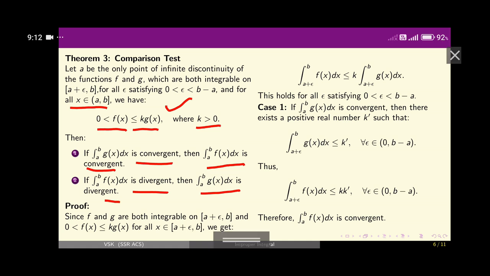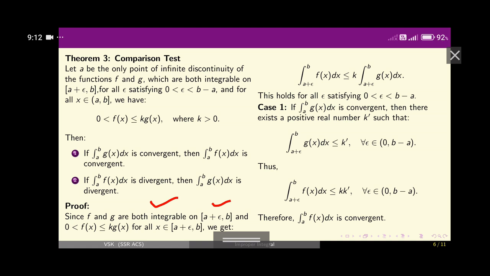Note that f(x) is dominated, in some sense, by k times g(x); that is, f(x) is dominated by g(x) in this case. So let us see the proof. Since f and g both are integrable on [a+ε, b], and 0 < f(x) ≤ k g(x), we have the integral from a+ε to b of f(x) dx is less than or equal to k times the integral from a+ε to b of g(x) dx. That is, if this relation holds for the functions, it holds for the integrals also. This holds for all ε satisfying this.